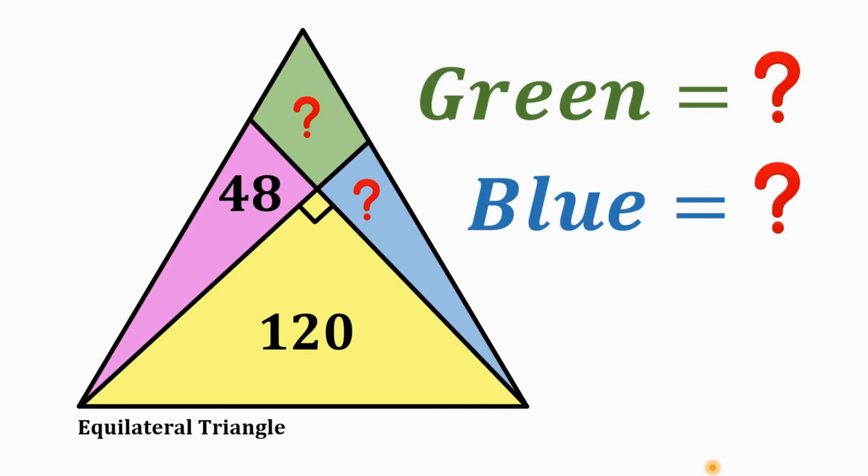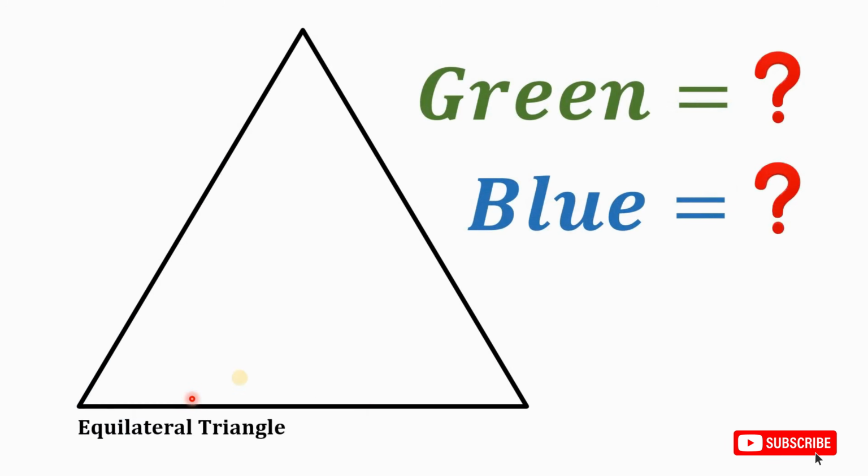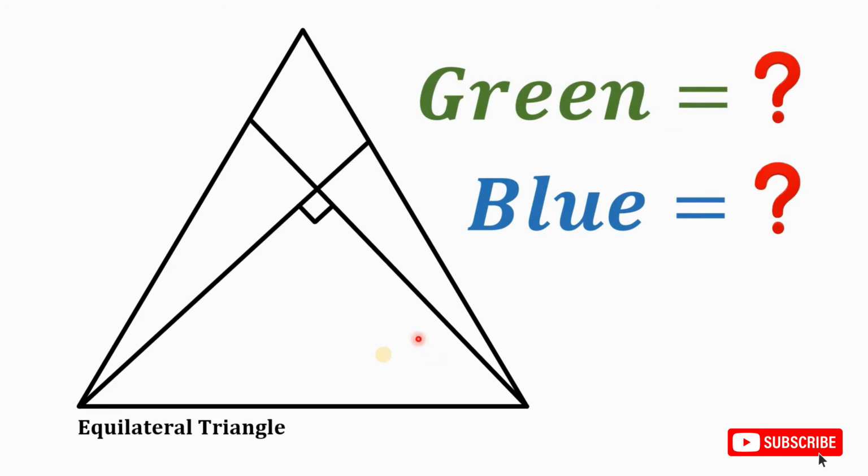Can you solve this geometry challenge? Here's the question. Given this equilateral triangle, now let's draw perpendicular segments inside of it. Now let's color this four regions.